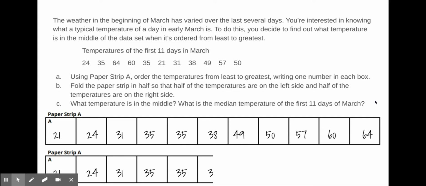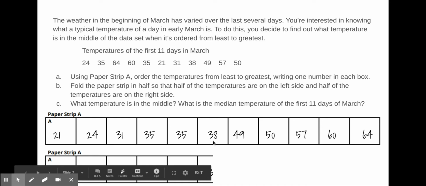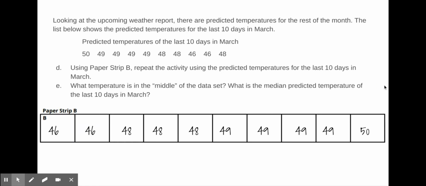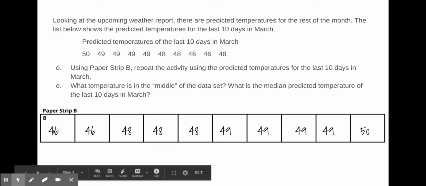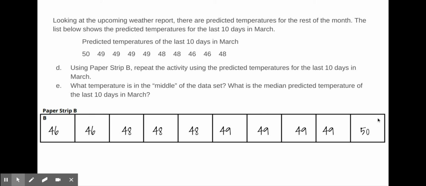That was pretty easy. But what happens if we have an even number of numbers and when we fold it over, we don't get a nice easy data point in the middle? Well, here we have a paper strip B, where I've taken the predicted temperatures of the last 10 days in March, and we can see that those are much more clustered together. From 46 as the minimum to 50 as the maximum, not nearly as spread out.